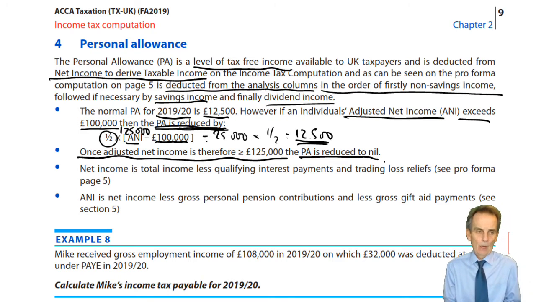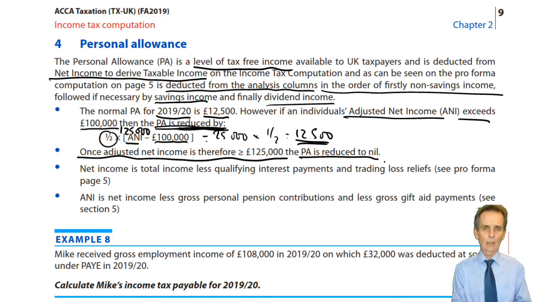So if you are dealing with a question where this calculation is required, and you can see that the adjusted net income is in excess of 125,000, there's no need to be doing this calculation. You know that the level of personal allowance is zero. And if it's a section C question, you can make that point in a note. You can say, as adjusted net income exceeds £125,000, the personal allowance is reduced to zero. You don't have to show the calculation. Obviously, on an objective testing question, you don't show any calculations anyway. So essentially, you still don't have to. If you want to do it, absolutely fine, but you don't need to.